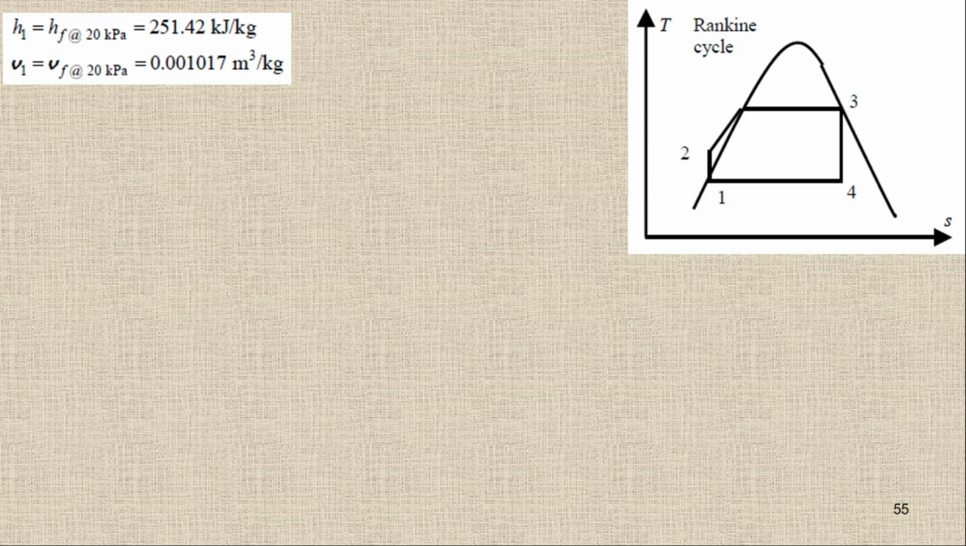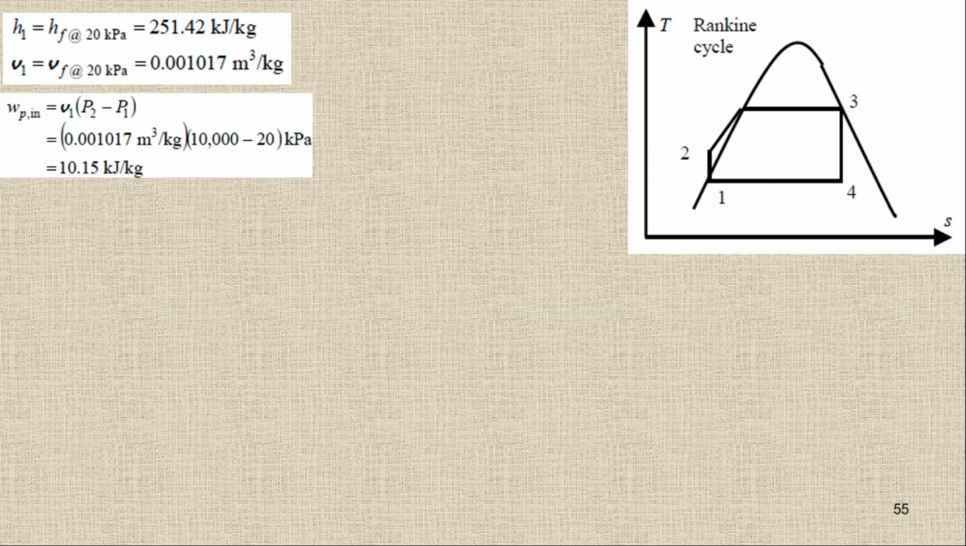So H1 is simply HF at 20 kilopascal, and the value is around 251.52 kilojoule per kilogram, and V1 is simply VF at 20 kilopascal. So our answer is 0.001017 meter cube per kg. If we have the enthalpy and the volume at state number 1, we can easily find the work input to the pump with the formula V1 times (P2 minus P1). So we can get the pump work input, and the answer will be around 10.15 kilojoule per kilogram.